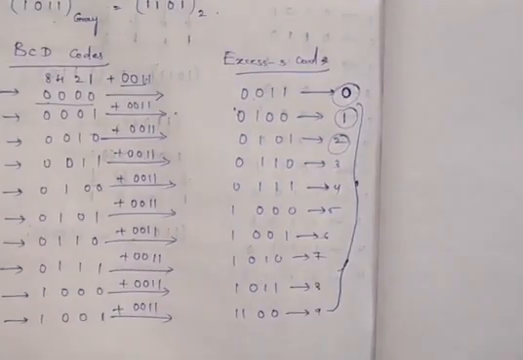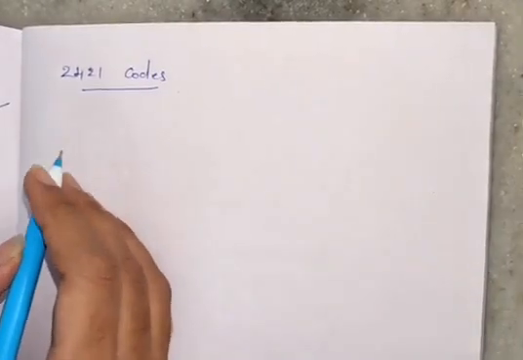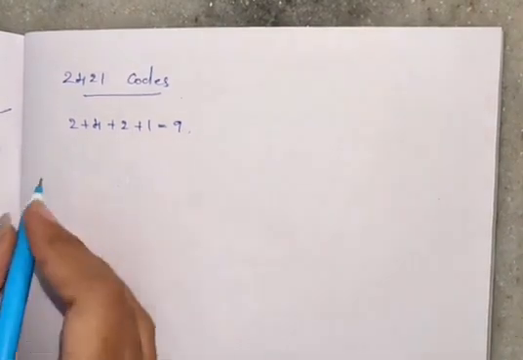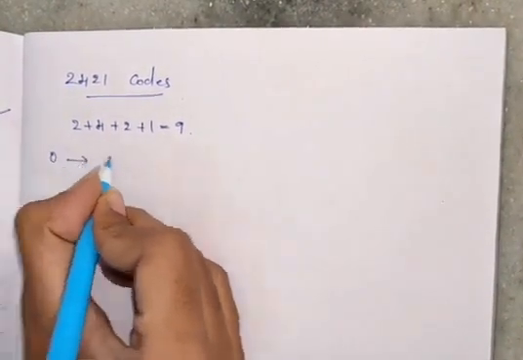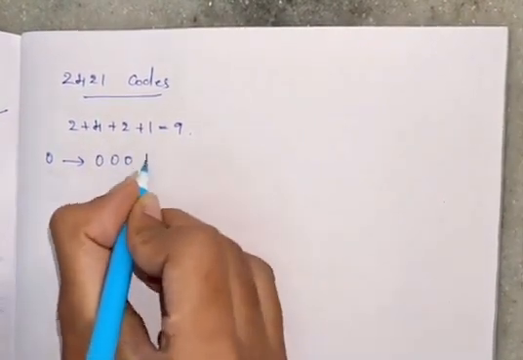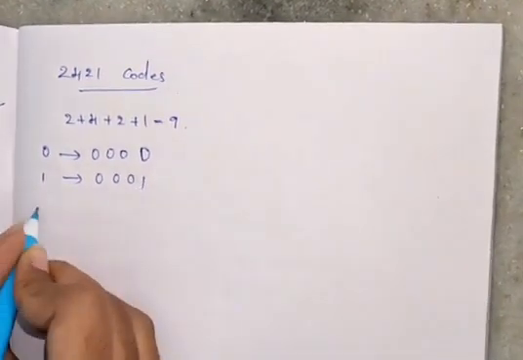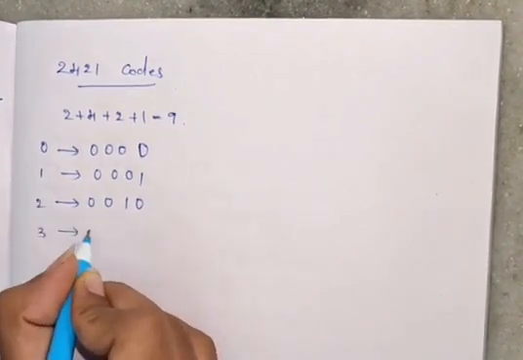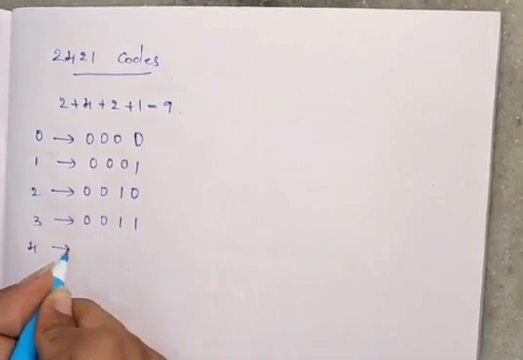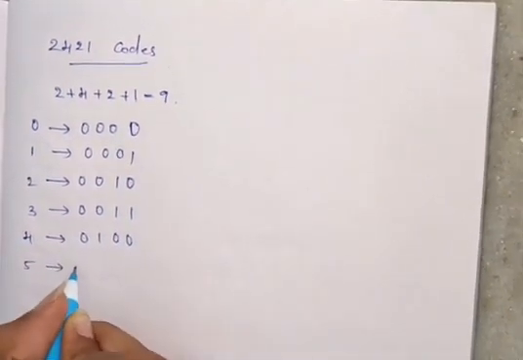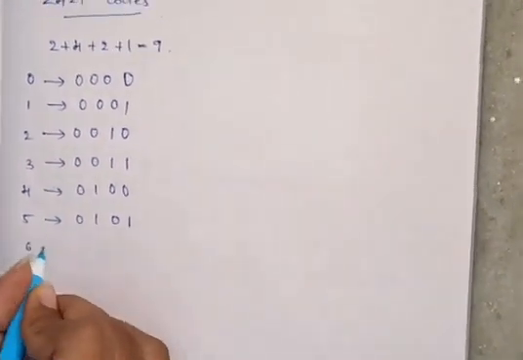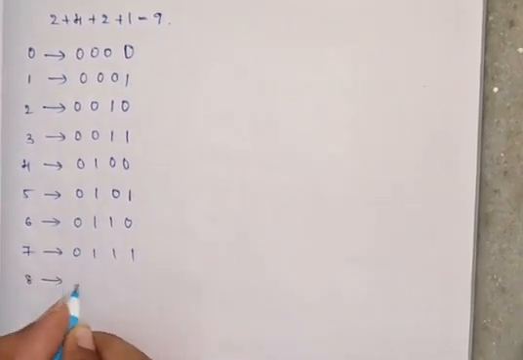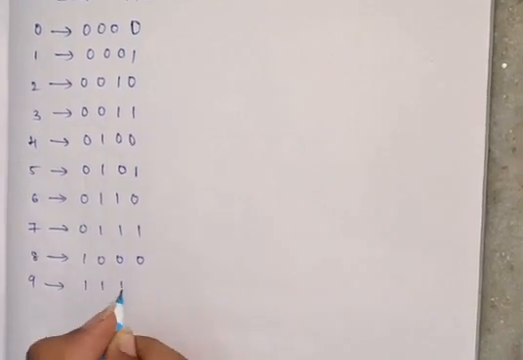Next, now we will learn about 2421 codes. 2 plus 4 plus 2 plus 1 gives 9. That means 0 to 9 decimal numbers can be represented by using 2421 codes. 0 is 0000, 1 is 0001, 2 is 0010, 3 is 0011, 4 is 0100, 5 is 1011, 6 is 1100, 7 is 1101, 8 is 1110, 9 is 1111.